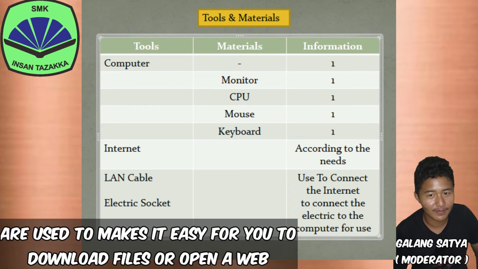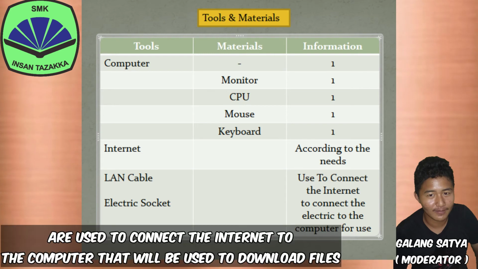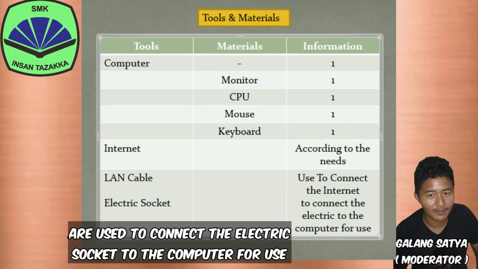Internet, used to make it easy for you to download files or open a web. LAN cable, used to connect the internet to the computer that will be used to download files. Electric socket, used to connect the computer to electricity for use.